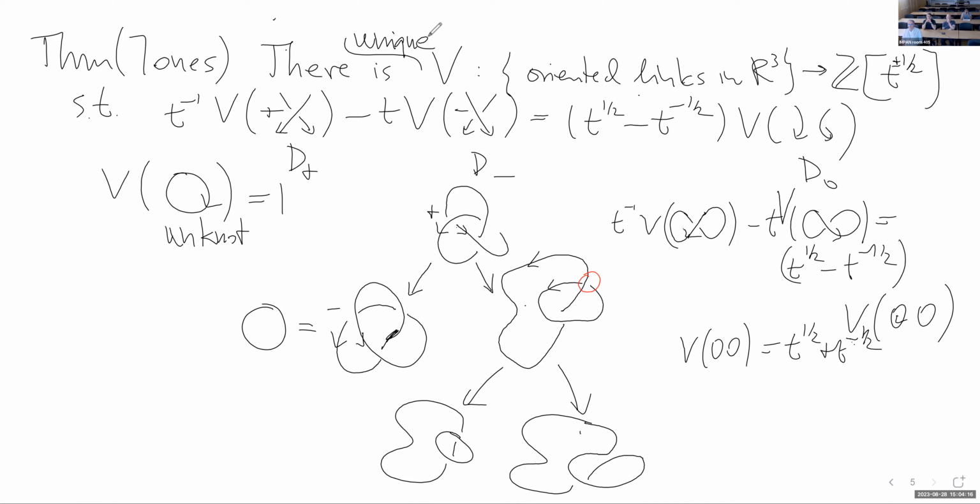For the trefoil, we created a skein tree. All the leaves are the unlinks. And therefore, by using this relation, we can compute the value for the trefoil. Does this make sense? And there's a theorem. It's not a difficult theorem to prove that any diagram will have a skein tree like that. So you can always compute the Jones polynomial.